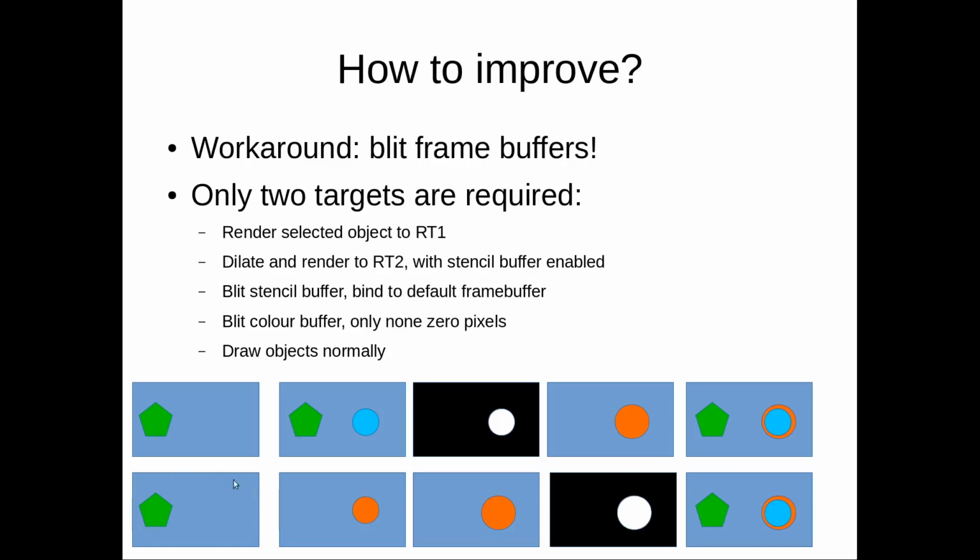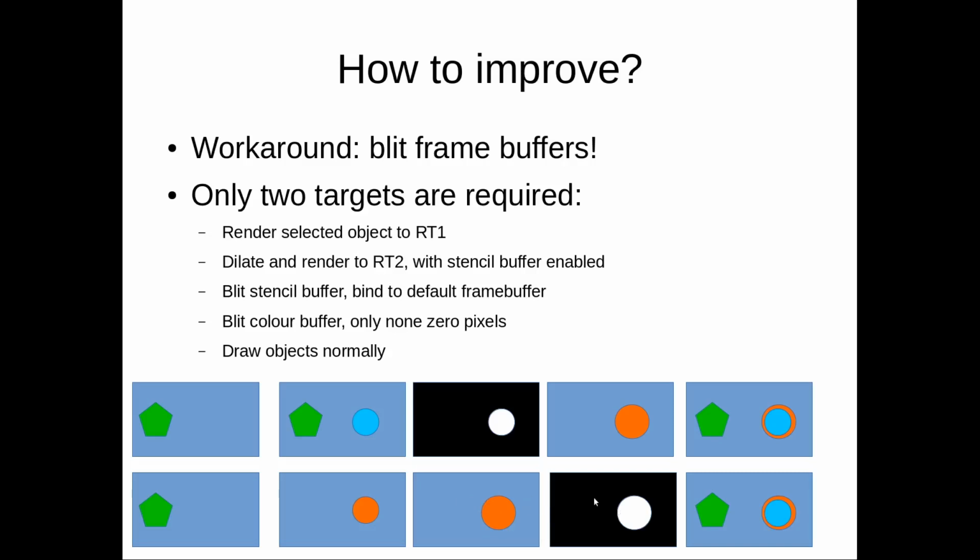In the second row, we first render normal objects in the default frame buffer. That is the first diagram here. Then we render the selected object in render target 1, which is this image. Then we dilate this object a little bit. This is the render target 2, and with render target 2, we enable the stencil buffer. And this is the stencil buffer of render target 2. And here comes the magic.